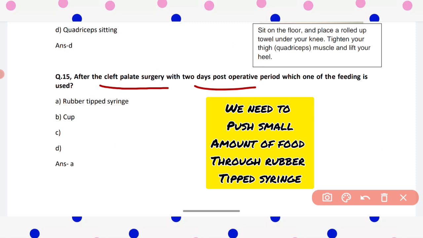We cannot use a cup or spoon to feed the baby. Instead, what are we supposed to do? We can give a small straw. The rubber tipped syringe we can use. Okay, so that it will be very easy for the baby to suck the content from the bowl. So the right answer here is option A, that is rubber tipped syringe.